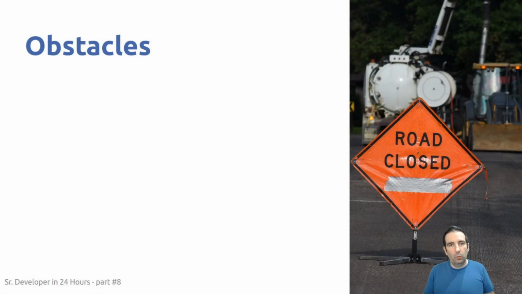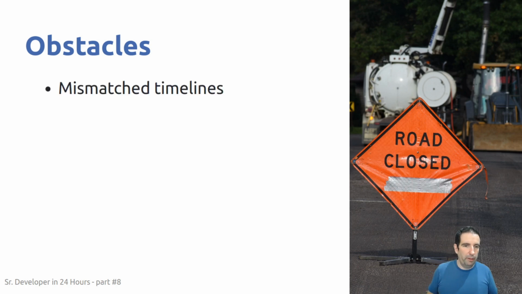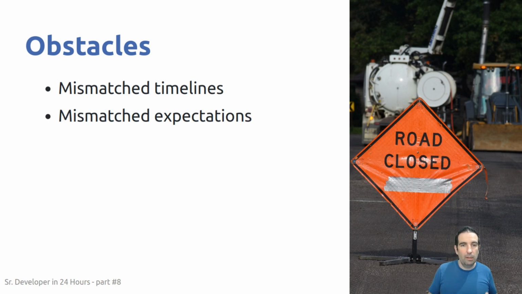Okay, what are some of the obstacles that we're going to run into? For example, we're going to run into mismatched timelines. They might have their own priorities. We have our own priorities. We might expect some piece of functionality, some piece of infrastructure, a new API to be ready at some point in particular. It might not get done in that time because they have, again, different priorities, different workload, things like that. There will also be mismatched expectations.